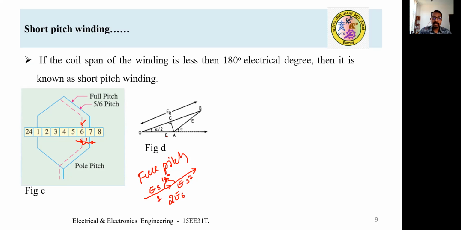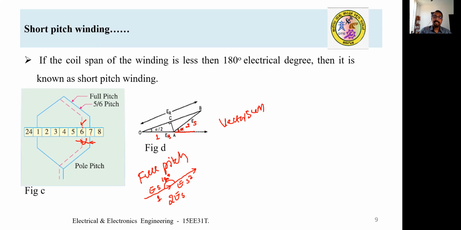But in case of a short pitched winding, if this is the voltage ES induced in slot number 1, then there is a short by an angle of alpha degrees. In a full pitched winding it is 180 degrees, so here it is 180 minus alpha. So by that angle the other slot is placed. This is the voltage induced in slot number 2. Then what is the total induced voltage? It is not an arithmetic sum. It is a vector sum.